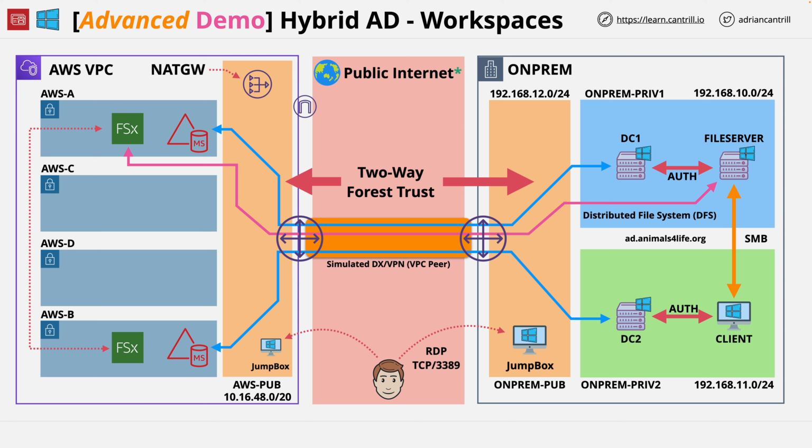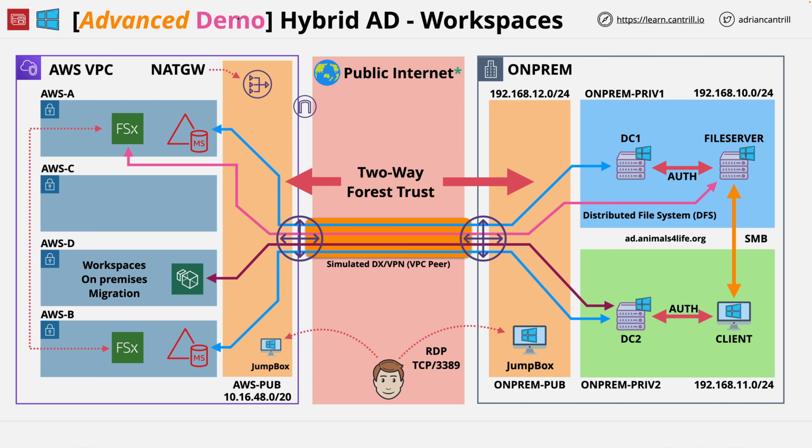Now, in this stage of the demo series, you're going to create a workspace, which is a desktop as a service product by AWS. And normally you create a workspace for an identity of a directory within AWS. But because we've configured this two-way forest trust with the on-premises Active Directory, ad.animalsforlife.org, we're going to be able to benefit from this domain trust in order to create a workspace for the on-premises administrator. That's what we're going to do in this stage of the demo lesson, so let's jump in and get started.